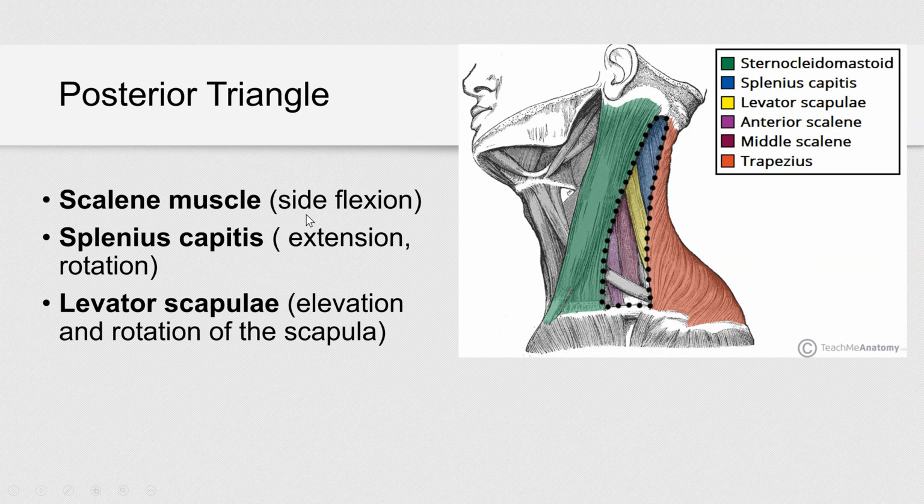Scalene muscles are on the side, so they are responsible for side flexion. Splenius capitis is for extension of your neck and rotation, and levator scapulae, as I already told you, elevates your scapula. Now we have 3 scalene muscles: anterior scalene, middle scalene, and posterior scalene. And posterior scalene, I think we can just see a little piece of it. We cannot really see this muscle precisely.